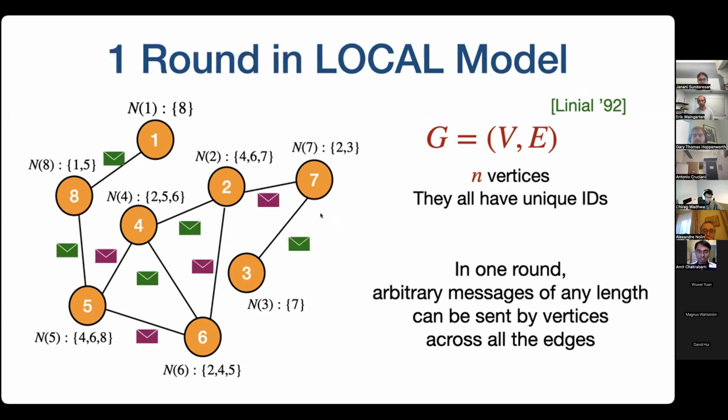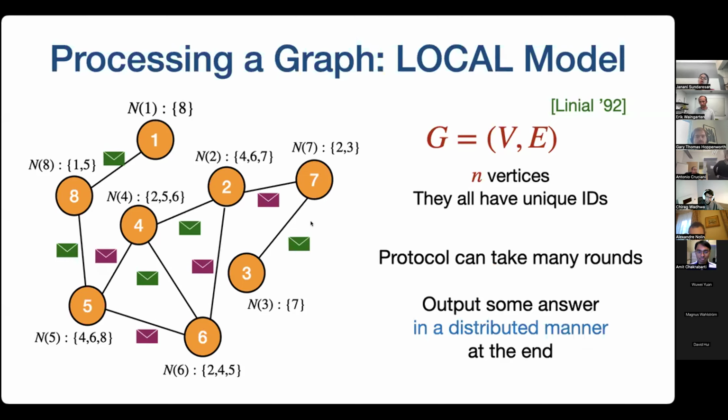So in one round, each vertex is going to be able to send arbitrary messages of any length across each of its edges. I want to reiterate here, we're not saying that they should send the same message. They can send different messages across each edge. A protocol to process this graph can take many rounds. In one round, you send a bunch of messages and you also receive a bunch of messages. You can look at these messages and then figure out a new message for the next round, and so on. When we want to process this graph, the output is also something we're going to ask for in a distributed manner. We'll see what this means for the specific problem later.